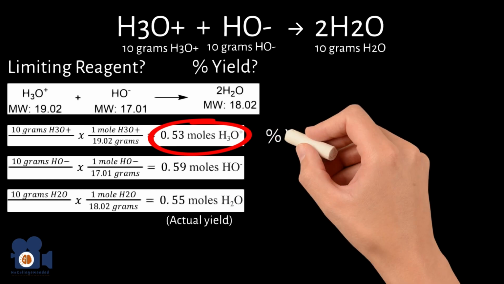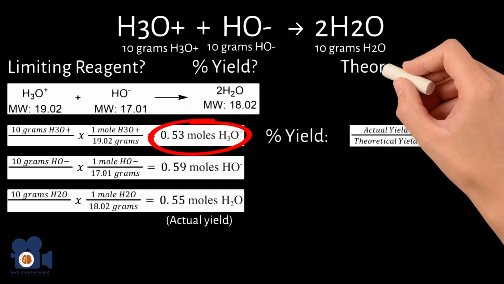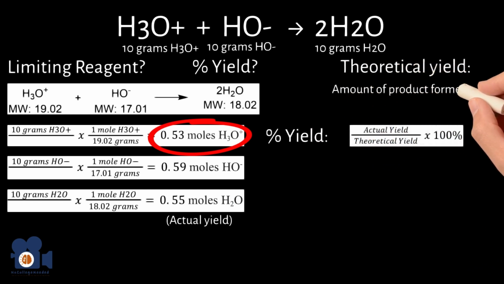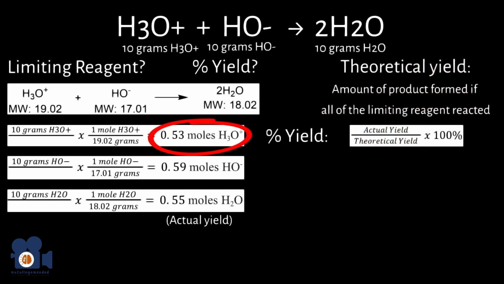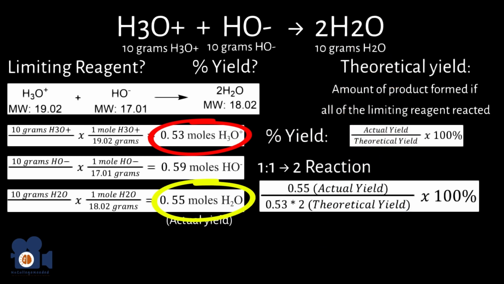Next up is the percent yield calculation. Remember, the theoretical yield is the maximum yield you can get based on your limiting reagent, so 0.53. But remember, it is a 1-to-1 going to 2, so you must multiply that theoretical yield by 2 to account for the equivalence. Next is your actual yield, which is 0.55 moles of H2O. The math looks like 0.55, the actual yield, divided by 0.53, the theoretical yield, times 2 times 100% equals 51.9% yield.